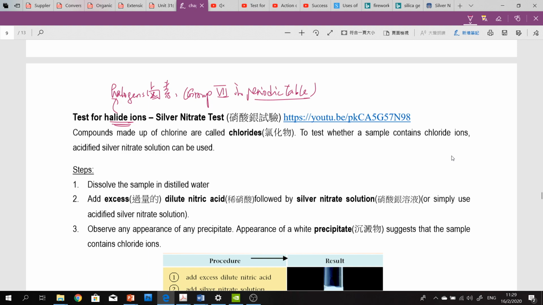So halides are just the compound form of the halogens. You may use the silver nitrate test for chloride ions, with the chemical formula Cl minus. You are going to test whether or not the sample contains chloride ions, using the silver nitrate test. I need to acidify it, so you use acidified silver nitrate solution.